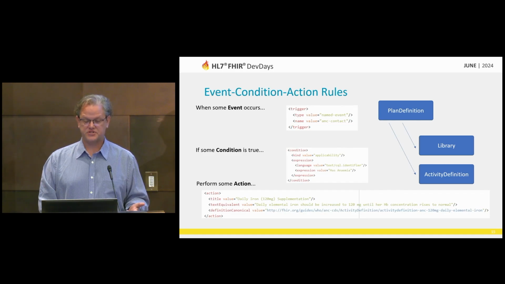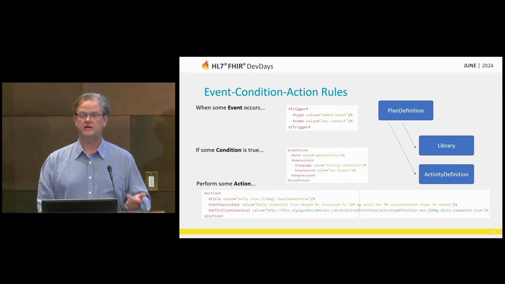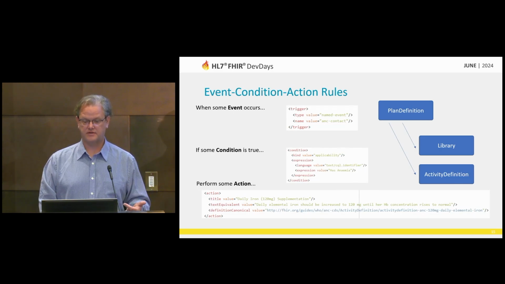So the plan definition references a library of CQL to actually say whether or not what to capture the expression. You see the has anemia is in this example. And then if that evaluates to true, then it creates the activity definition. In this case, it's a medication request for iron.